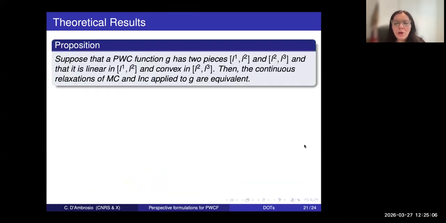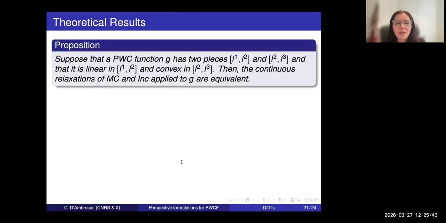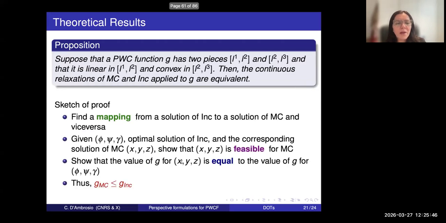So, I do not have much time, but I will just tell you about the proposition that we have. If the piecewise convex function that we are trying to formulate has two pieces, where the first piece is linear and the second one is convex, then the continuous relaxation of MC and incremental are equivalent. This is exactly the case that you see here. There is no difference. But in general, MC is better than the incremental case. We do not have the time for the sketch of proof, but it's pretty standard.